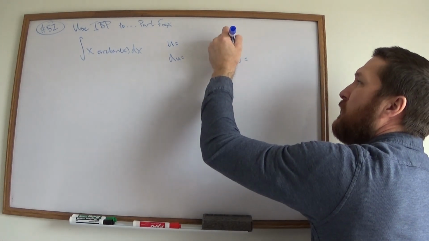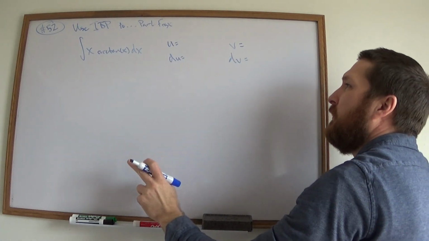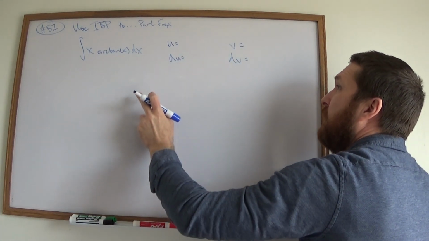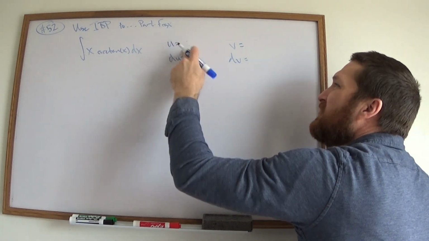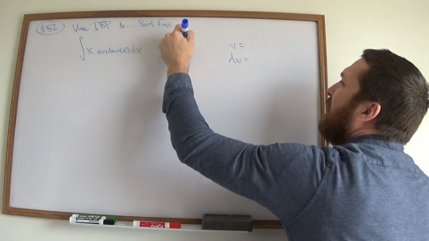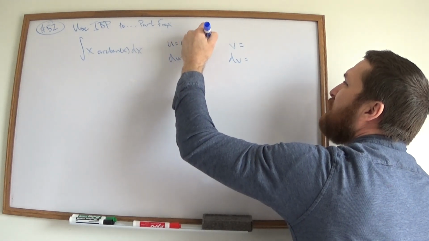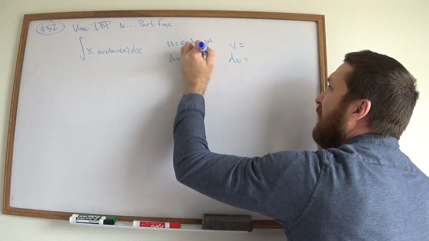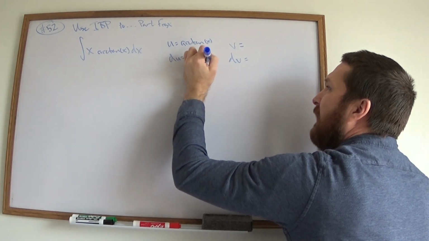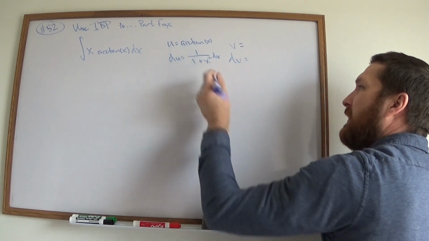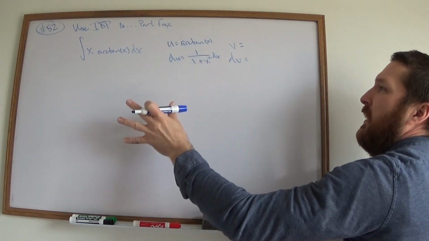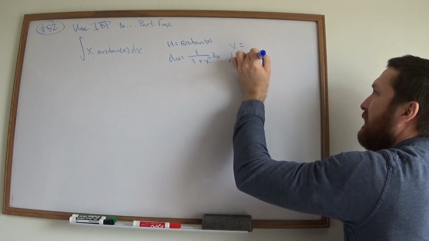But okay, what do you want to let equal the u? x, and then dv, yeah, that's what you just did, arctan. So what's the derivative of arctan? 1 over 1 plus x squared, there you go, dx. And so, okay, dv is then what? Everything that's left over.